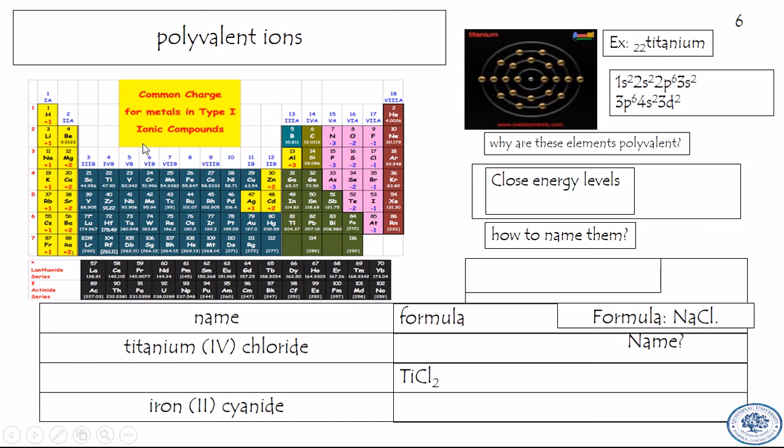But there's a large region in here for which the charges can be numerous. And for those, we call them polyvalent. For example, titanium can be +2 or +4, or perhaps even some other things more rarely. And so we need to understand why, and we need to understand how to name these substances. The reason why usually involves unfilled inner shells.